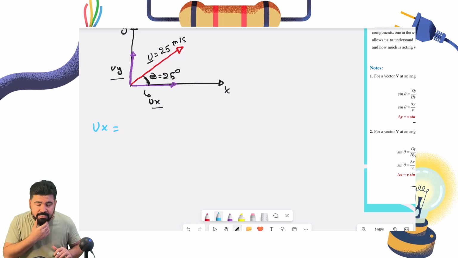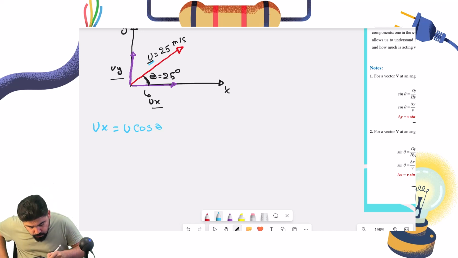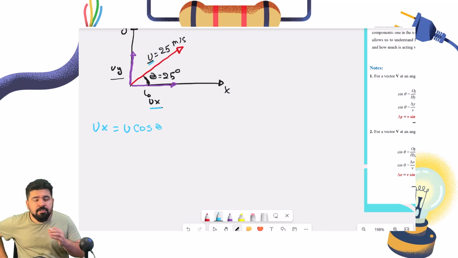Now I'm going to say Vx is equal to V, because it is closer to the Vx, multiplied by what? Oh, you don't need multiplication. V multiplied by cosine theta. You will say, why did you use cosine for Vx? Because the angle is closer to Vx, guys.